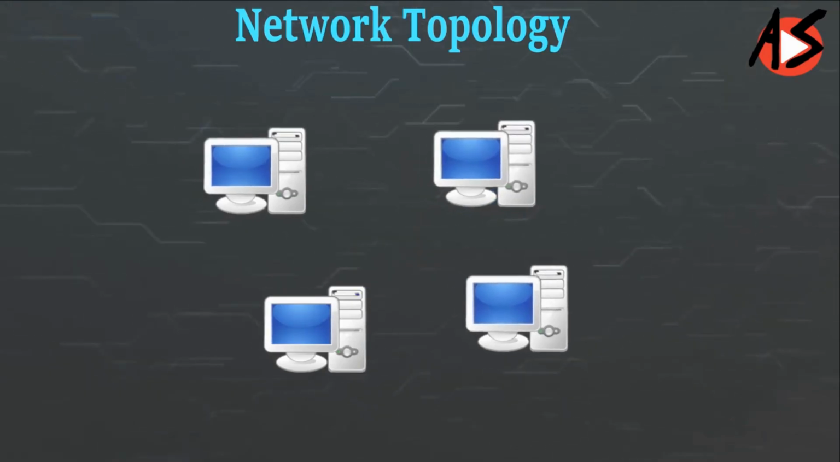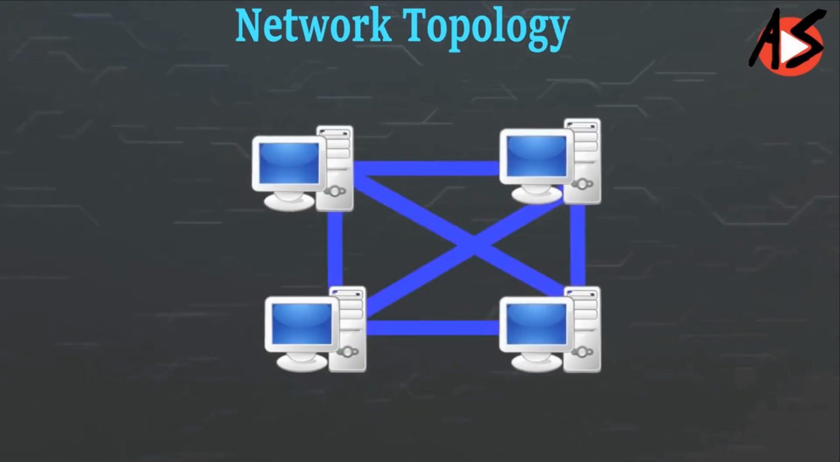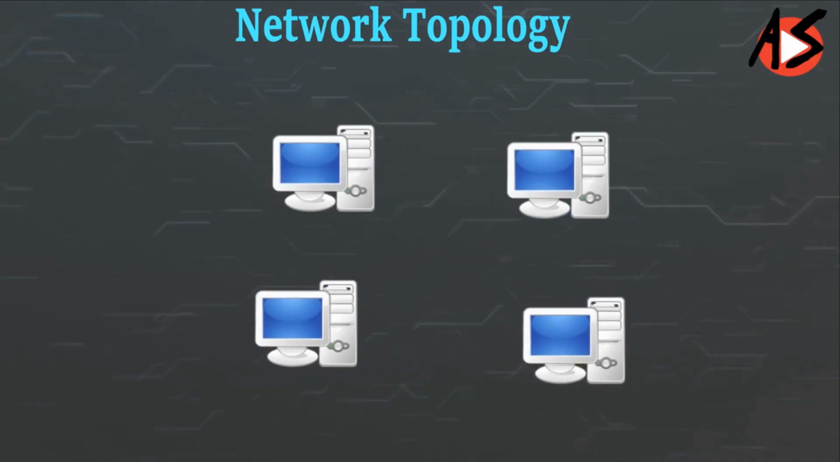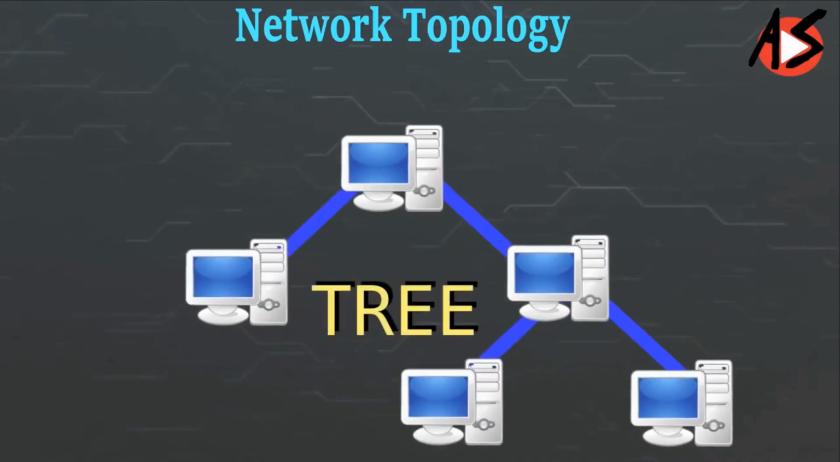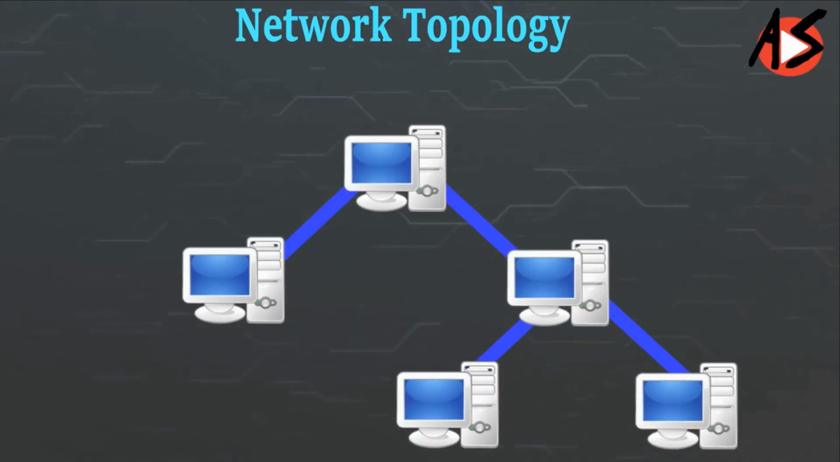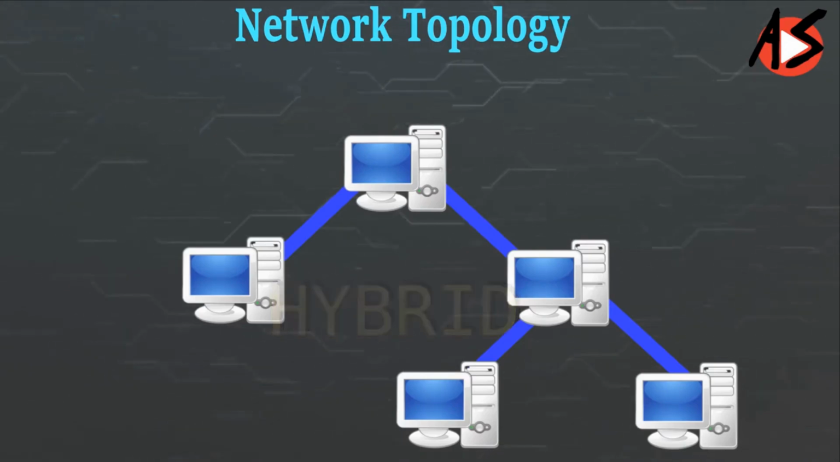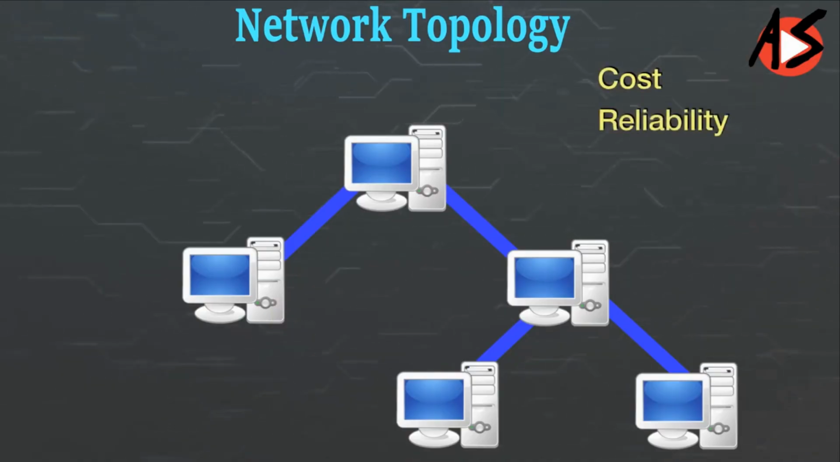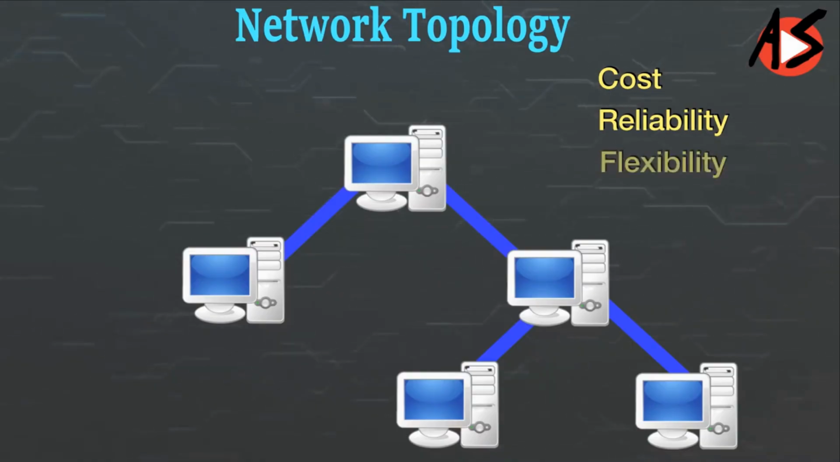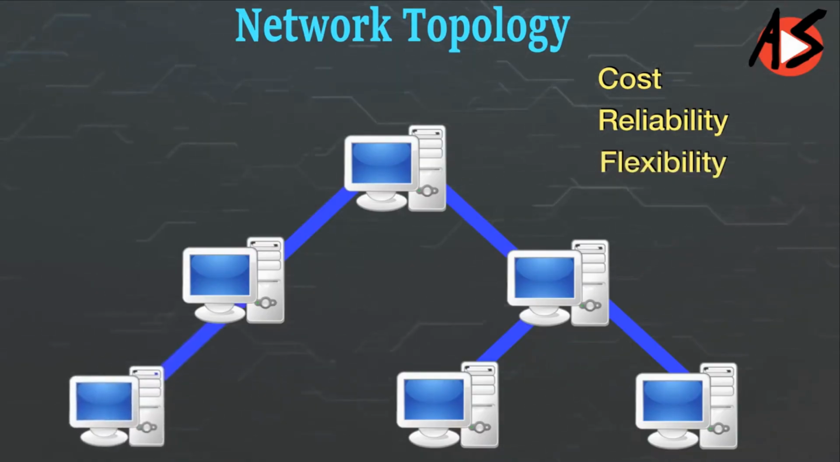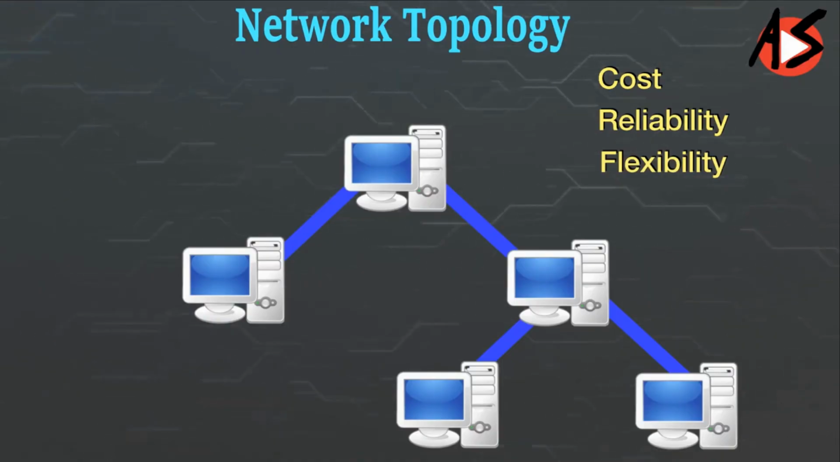You can connect all nodes with separate point-to-point links called mesh. Or you can also connect the nodes hierarchically, like tree. Or you can take any combination of any of these to form the hybrid topology. You are selecting any topology based on cost, reliability in terms of fault detection, and flexibility, meaning how easily you add and remove nodes. So let's study all the topologies with their advantages and disadvantages.